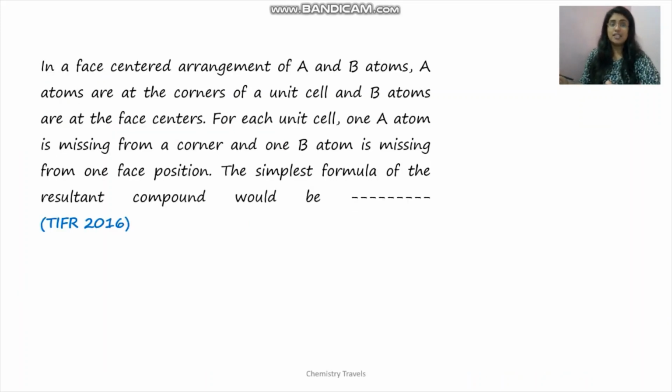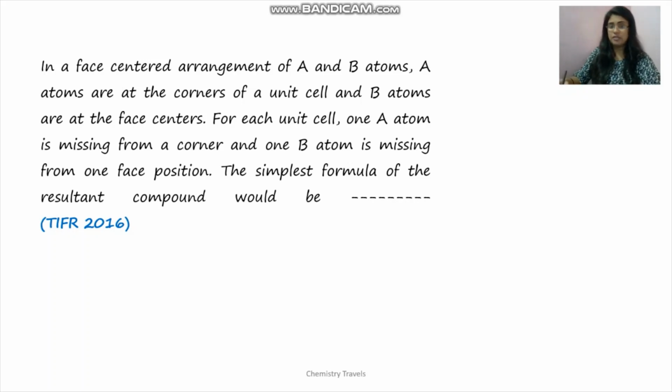So the first question is from the TIFR 2016 question paper, and the question says that in a face-centered arrangement of A and B atoms, A atoms are at the corners of a unit cell and B atoms are at the face centers. For each unit cell, one A atom is missing from a corner and one B atom is missing from one face position. They're asking for the simplest formula of the resultant compound.